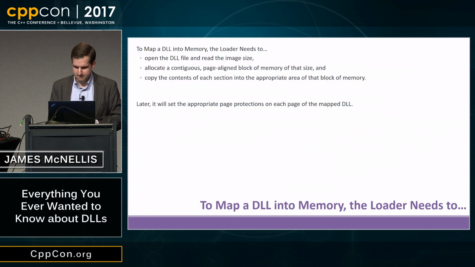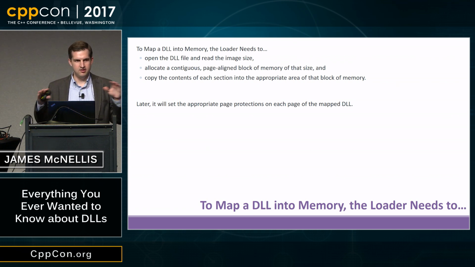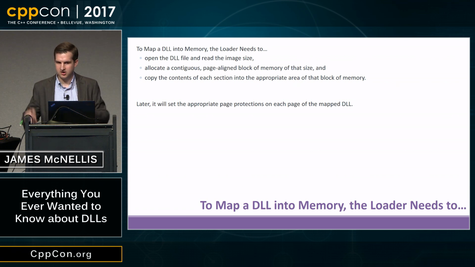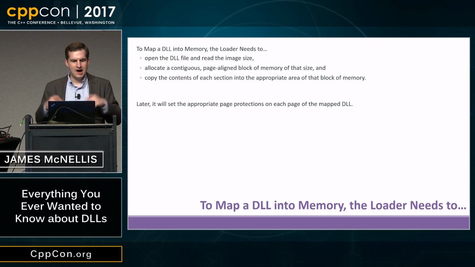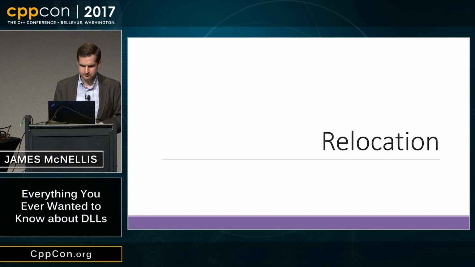So there's some benefit here: anything that's 0 initialized, we don't need a whole bunch of zeros inside our file. To map the DLL into memory, the loader needs to open the DLL file and figure out what the image size is and where all of the sections are located. It needs to allocate a contiguous page-aligned block of memory of that size. All of these pages have to be allocated contiguously, otherwise the relative virtual addresses don't work correctly. And it has to copy the contents of each section into the appropriate area of that block of memory. Later it will set the appropriate page protections on each page in the mapped DLL. Before it does that, there's a couple more things it has to do.